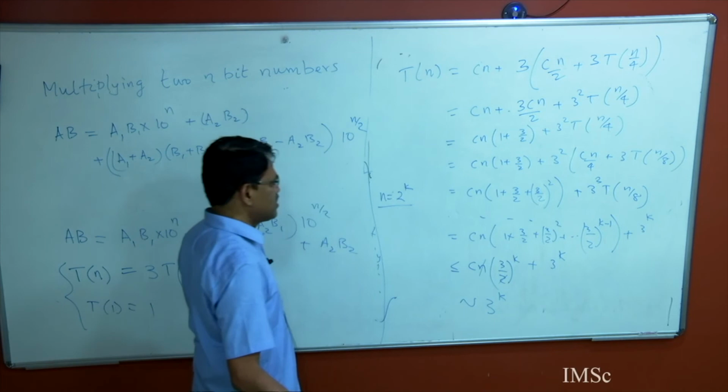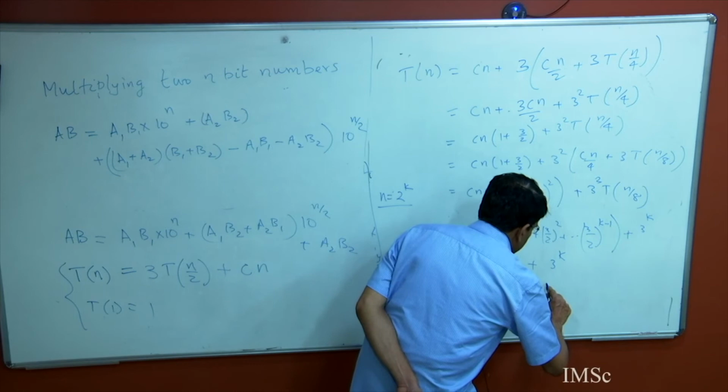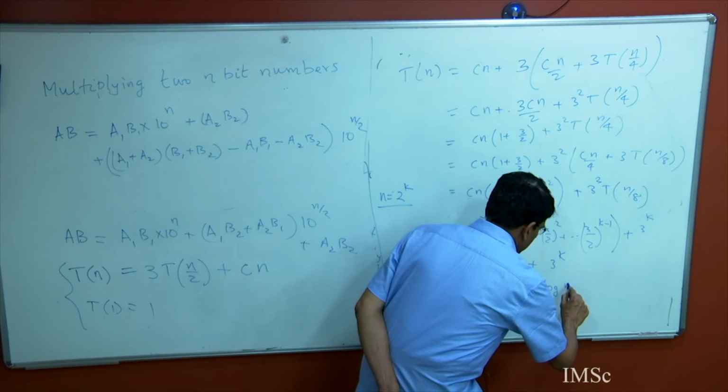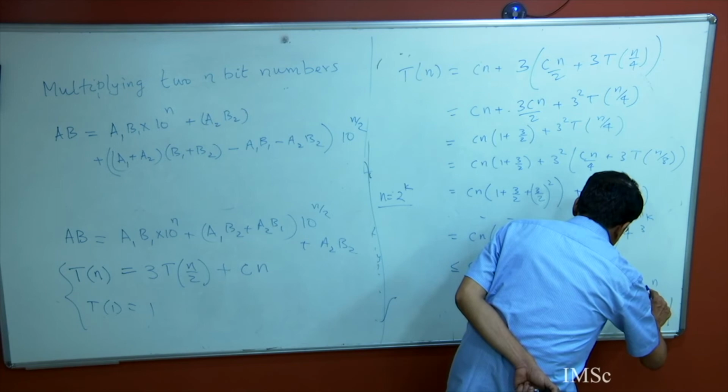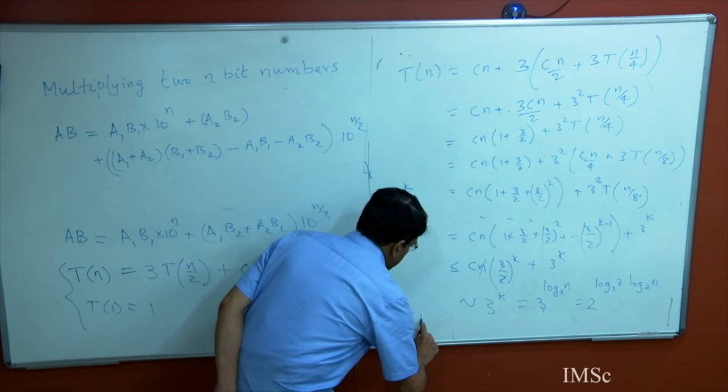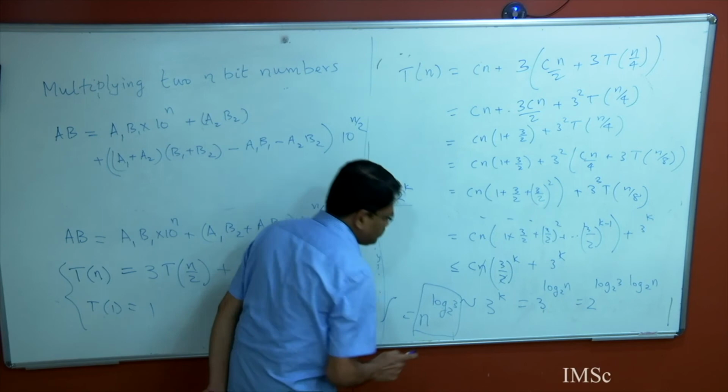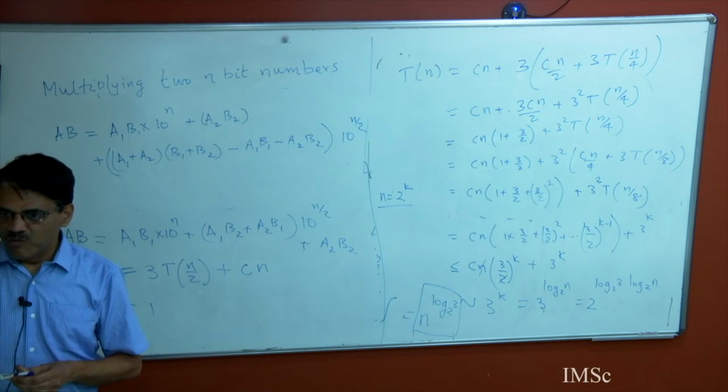Well, what is 3 power k? I can write this as 3 power log n to the base 2, of course. Which is n power log 3 to the base 2. So, log 4 to the base 2 is 2, log 3 to the base 2 is 1.81, slightly better than 2. Okay.